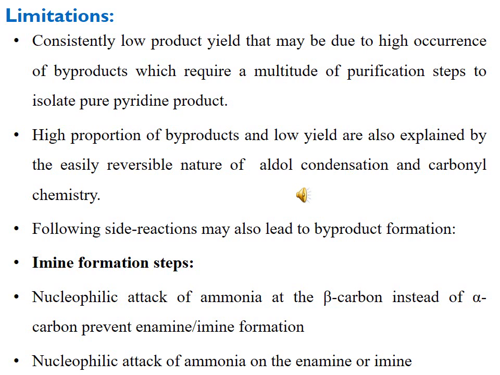In addition to this there are a number of byproducts and side reactions. First is imine formation. In the imine formation step, the nucleophilic attack of ammonia at the beta carbon leads to another product. If the attack is at the alpha carbon, then enamine or imine formation occurs, but attack at the beta carbon gives some other types of products. Similarly, nucleophilic attack of ammonia on the enamine or imine, which is not part of the mechanism, can lead to a number of side products.